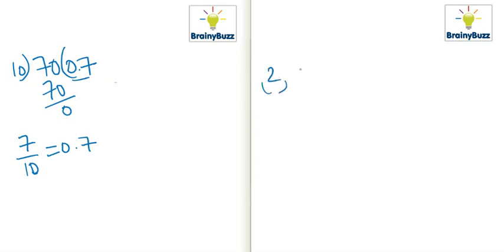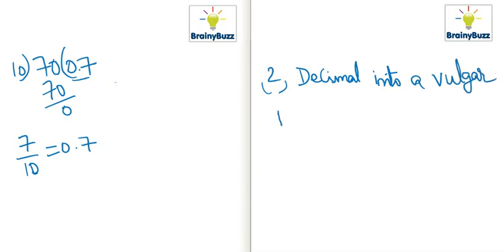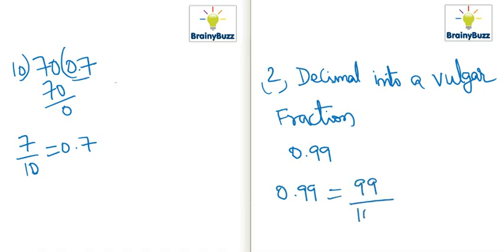Now conversion of a decimal into a fraction or vulgar fraction. For example, 0.99. That is equal to 99/100.